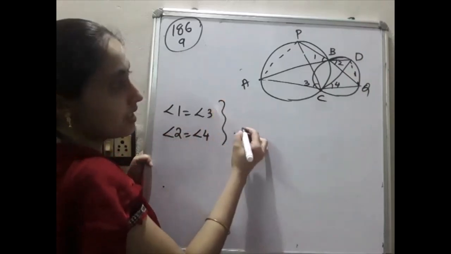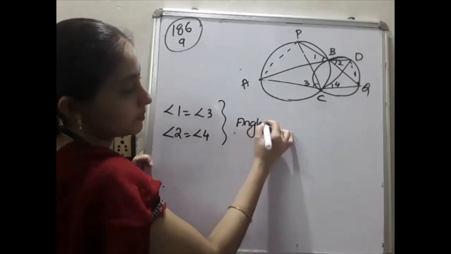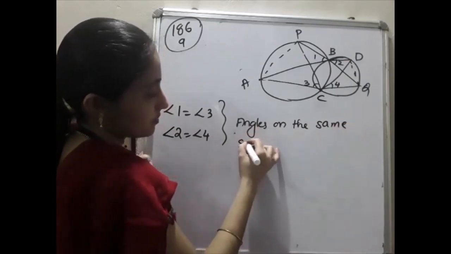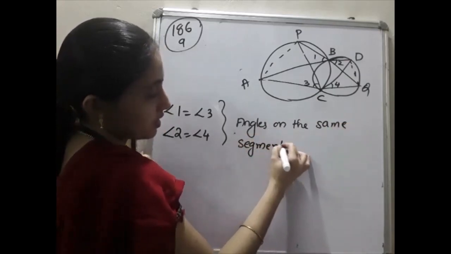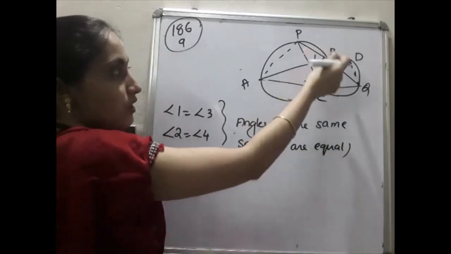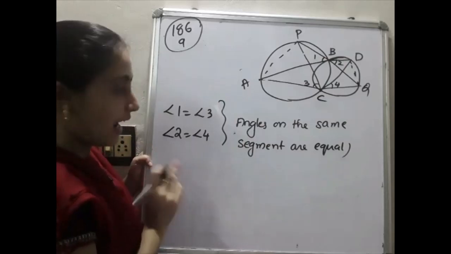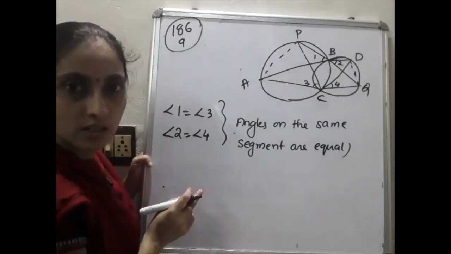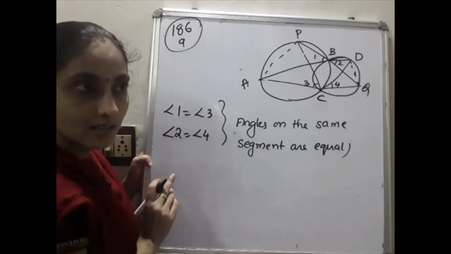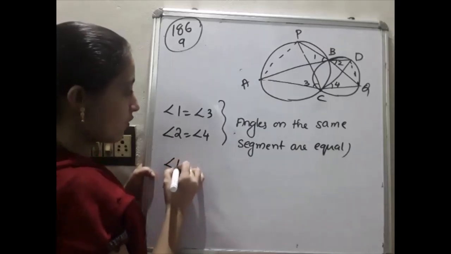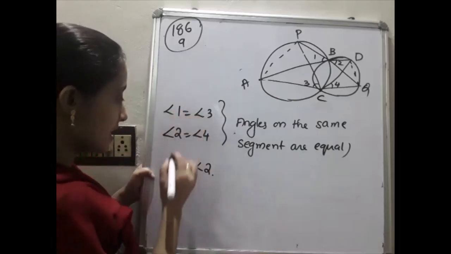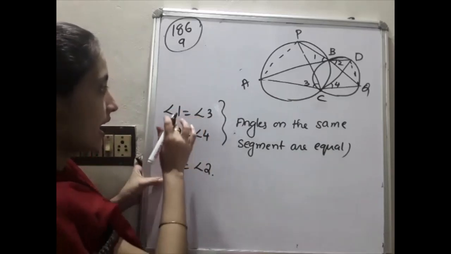So what is the reason here? Angles on the same segment are equal. But we already know angle 1 and angle 2 are what? Yes, vertically opposite angles. So angle 1 is equal to angle 2. So we can replace here, angle 1 by angle 2.